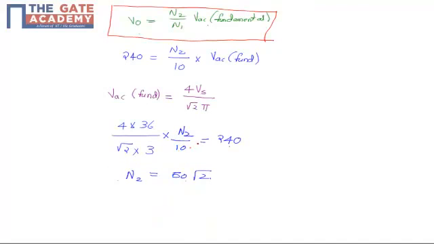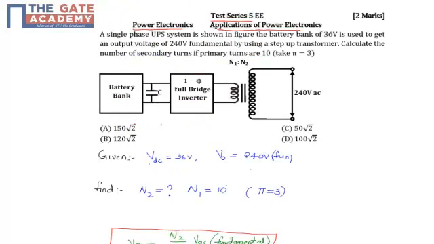N2 by 10, that is equal to 240. After solving, we get the secondary turns N2 equal to 50 root 2 turns, which is option C.